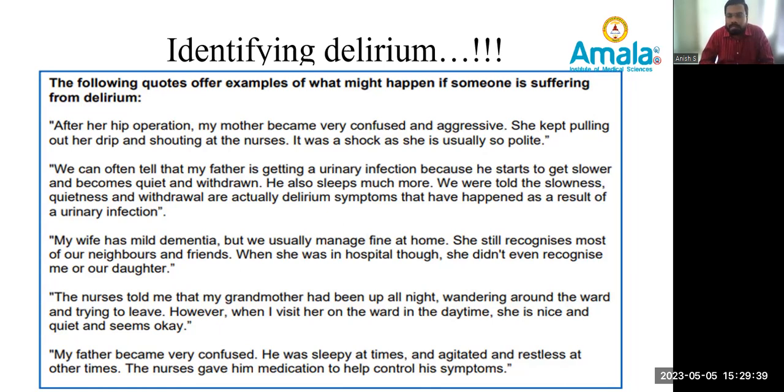So when we come for rounds in the morning, the patient will be very polite, talking to us, telling his problems. But at night, he becomes aggressive, and that is the way delirium behaves. And my father became very confused. He was sleepy at times and agitated and restless at other times. The nurses gave him medication to help control symptoms. And medications for control of delirium would be given only when the patient becomes a threat to himself or the healthcare workers or the caregivers. Then small doses of antipsychotics can be used, but it is not the treatment. It is used only for such events.